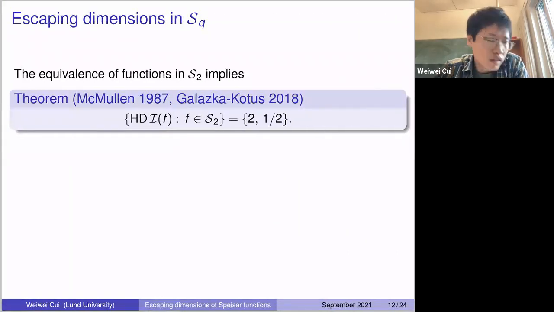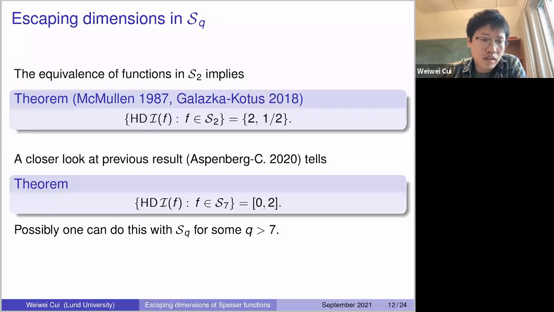But if we want to move a little further to see how many singular values are really needed to attain each possible value, first I recall the result by McMullen and also Galazka and Kotus. You combine these two results, you see that the Hausdorff dimension of the escaping set for a function in S2 is either 2 or 1/2. This is because there are only two equivalence classes in S2. One of them is the exponential map, where the escaping set has dimension 2 by McMullen's result. Another one is roughly the tangent family, where the dimension is 1/2, which was proved by Galazka and Kotus.